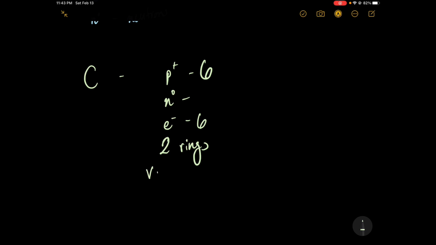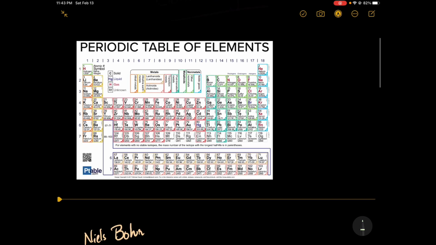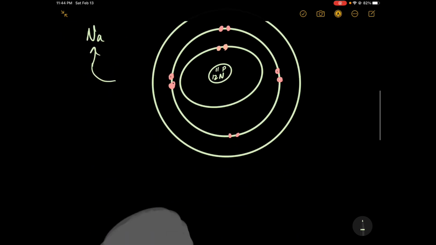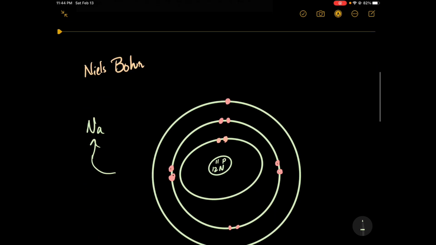Finally, you want to recognize the number of valence electrons. The number of valence electrons can be counted based on the group number. Groups 1 and 2 have 1 and 2 valence electrons respectively, so hydrogen would have 1, beryllium would have 2. Groups 13, 14, 15, 16, 17, 18 have 3, 4, 5, 6, 7, and 8 valence electrons respectively, except for helium. Helium only has 2, but there are a few exceptions for every rule. In this case, carbon is in group 14, which means it has 4 valence electrons.